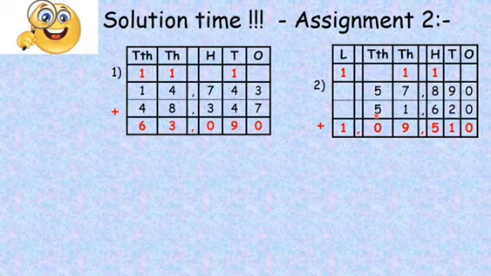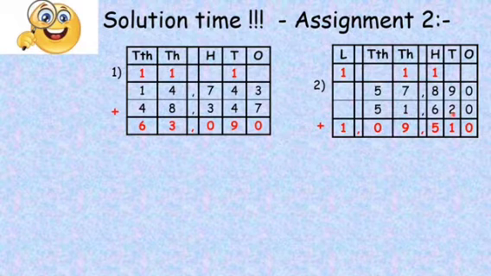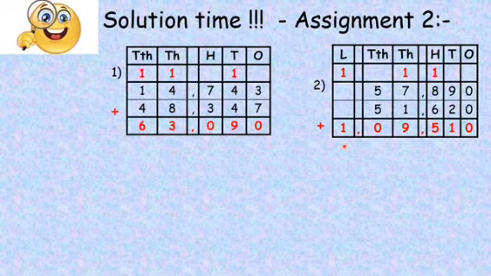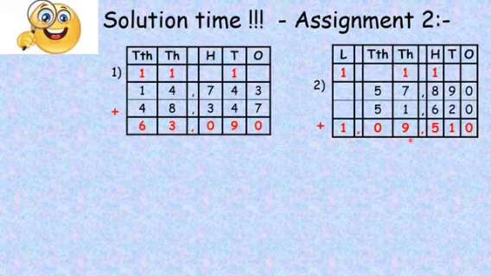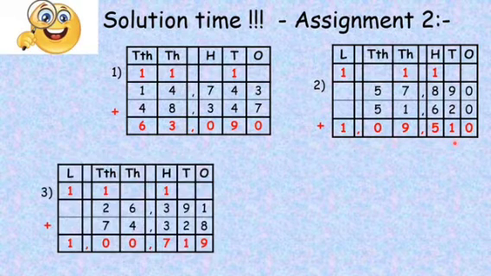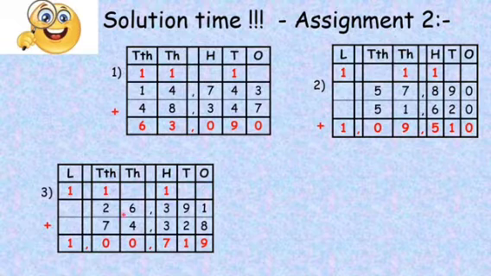Second problem, 57,890 plus 51,620 gives you the sum as, this plus should have been shifted to this place. Yeah, and the sum is 1,09,510. Now the next problem, 26,391 plus 74,328. Here also we have 1 carried over at the last digit, giving you 1,00,719 as the sum.